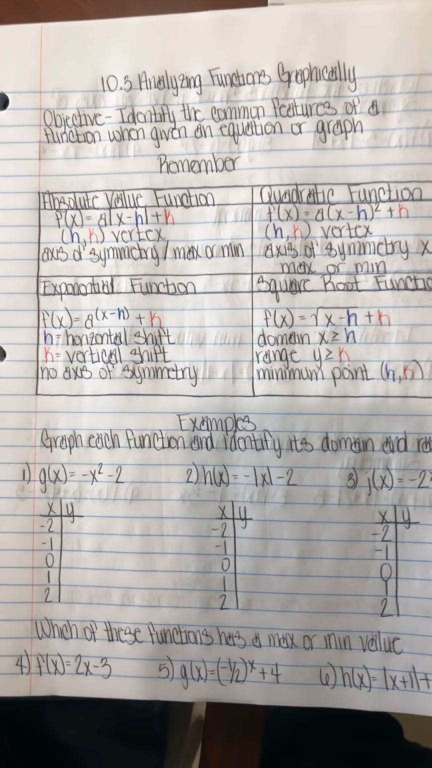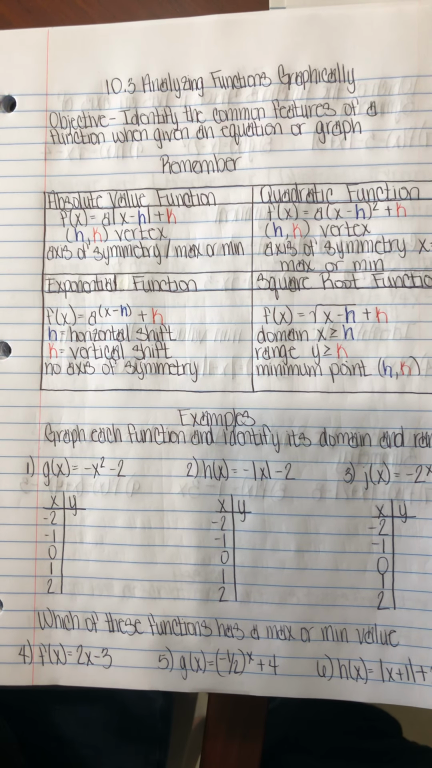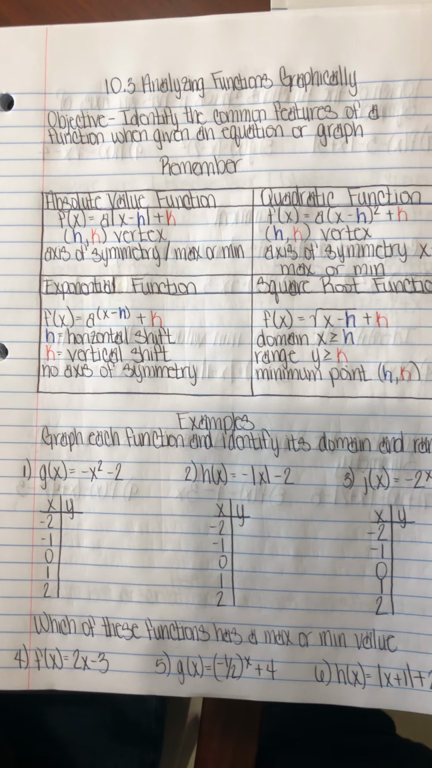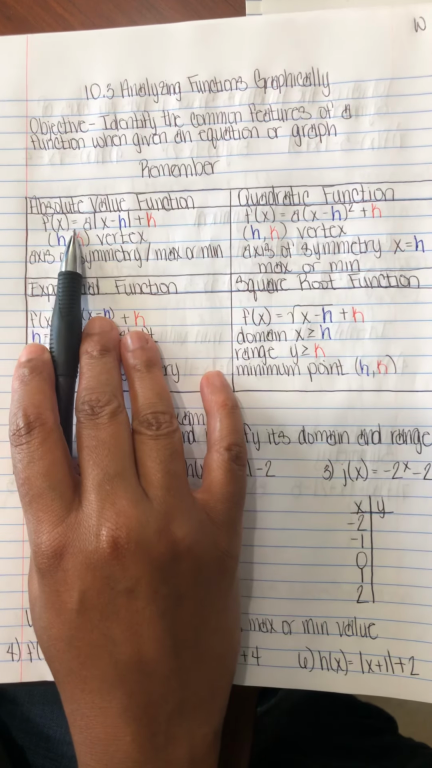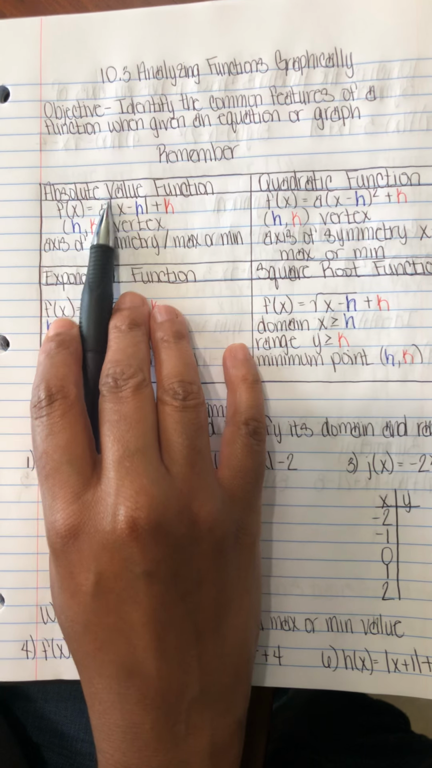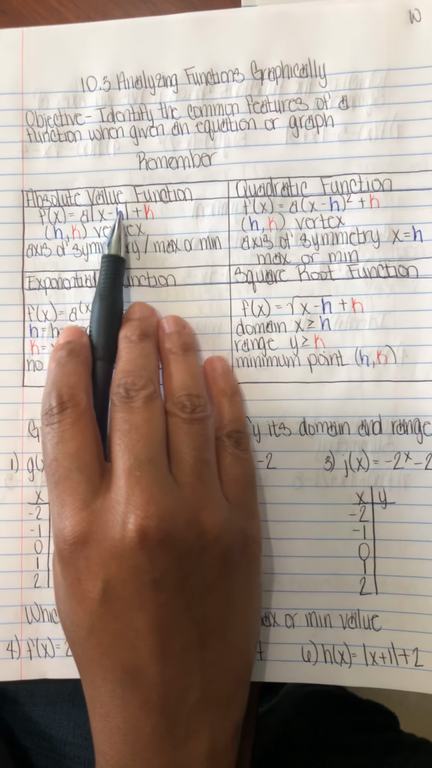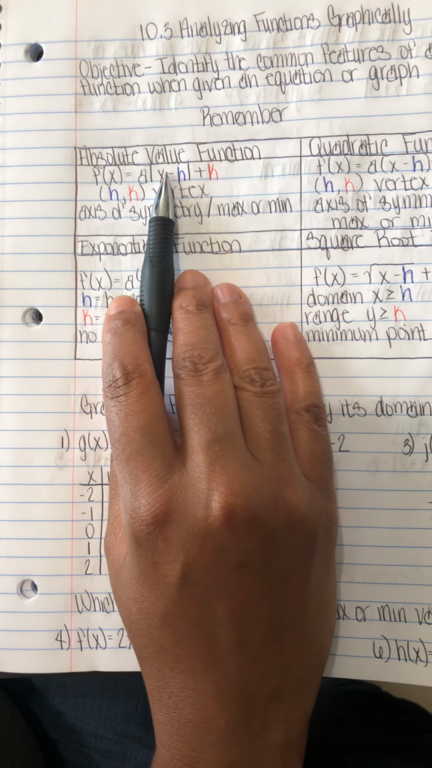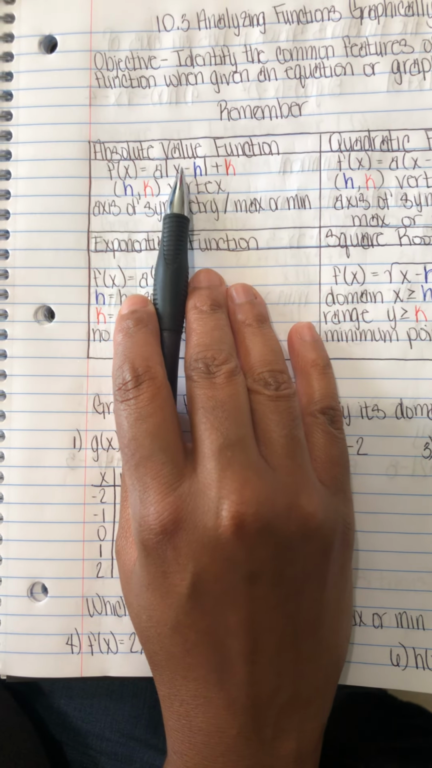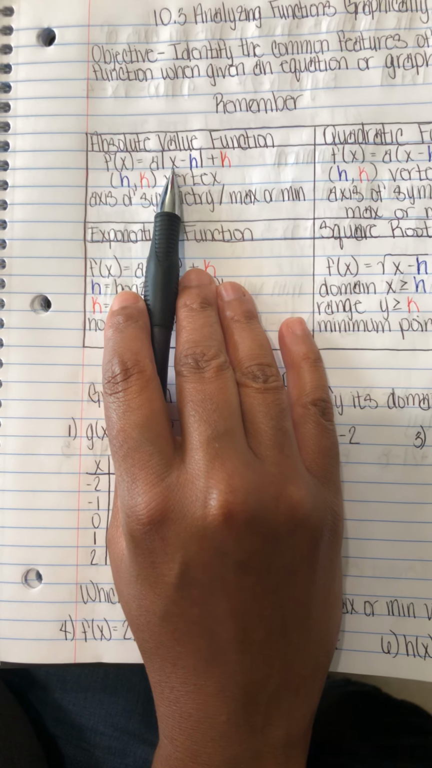All right, today we are doing 10.3, analyzing functions graphically. You guys should remember all of these functions. Absolute value, when you have your absolute value, remember anything on the inside will be changed into positive. If it's positive, it stays positive. If it's negative, it changes into positive.